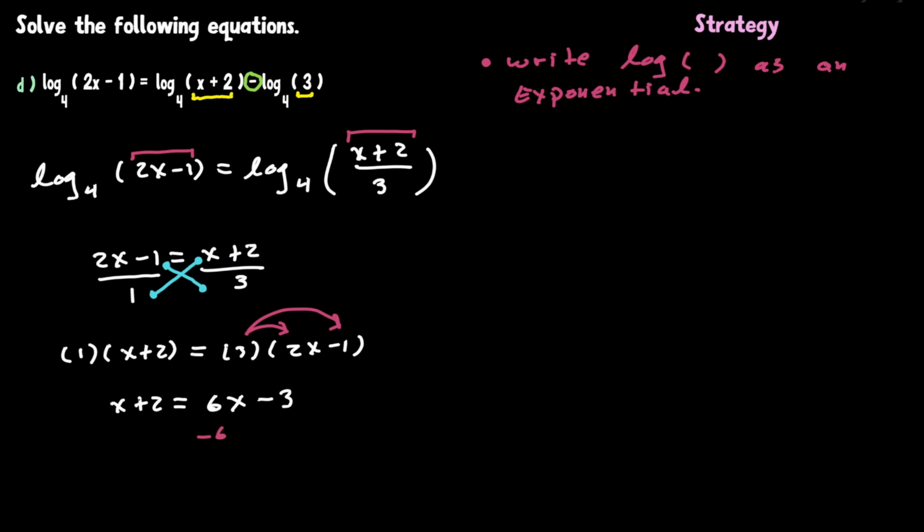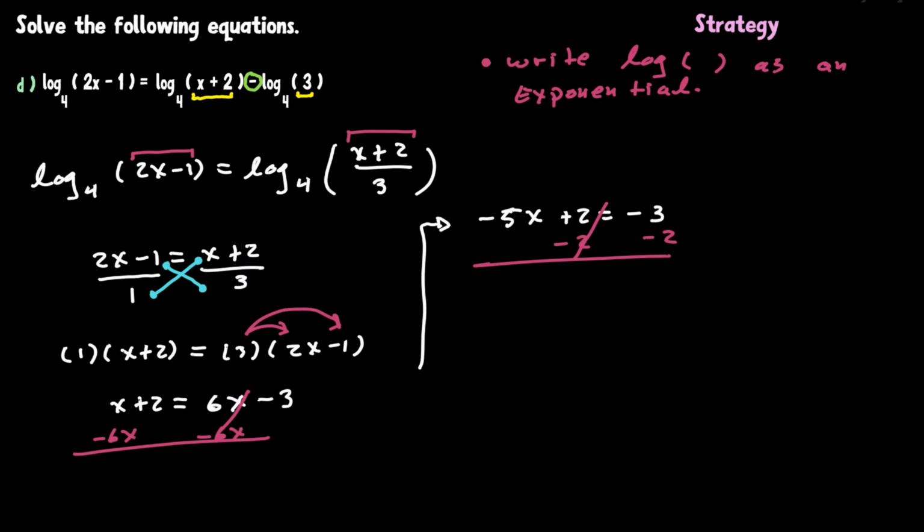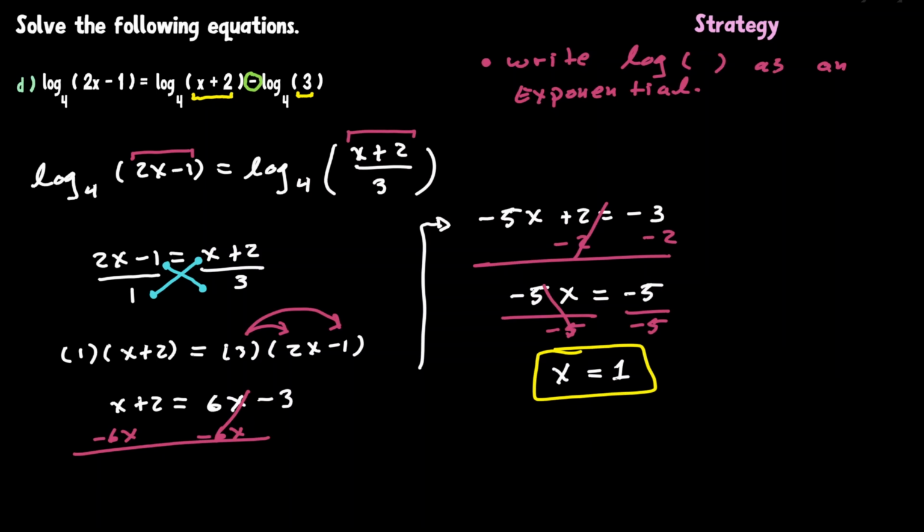Now let's take away 6x to both sides. When we combine like terms, that is going to give us negative 5x. And if we want to solve for x, we got to get rid of that plus 2. So let's do the opposite. Let's subtract 2 on the left and the right. And that is going to give us negative 5. Now to get x by itself, let's divide by negative 5 on the left and the right. So now we have our solution.